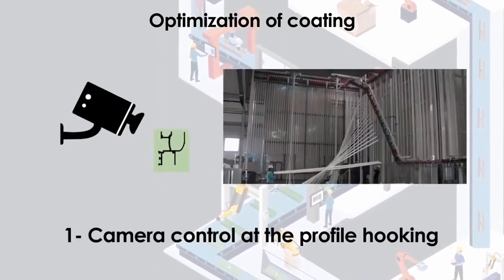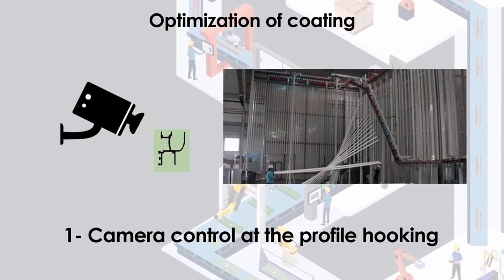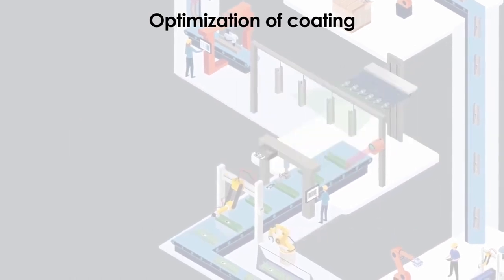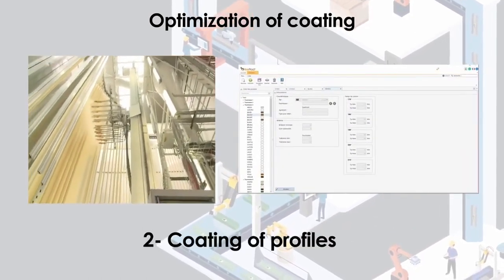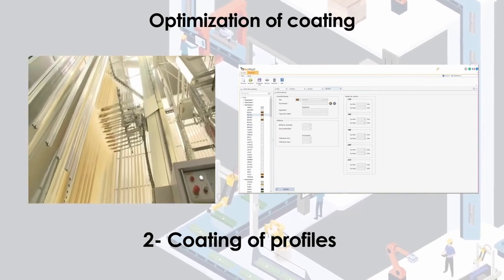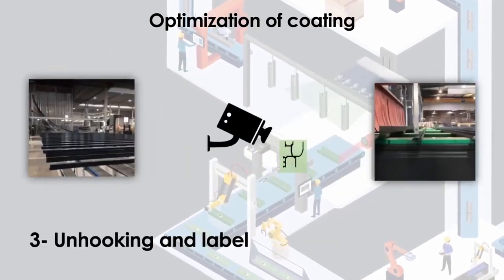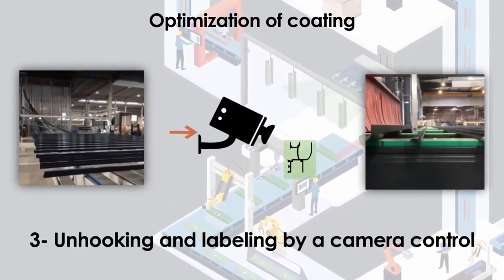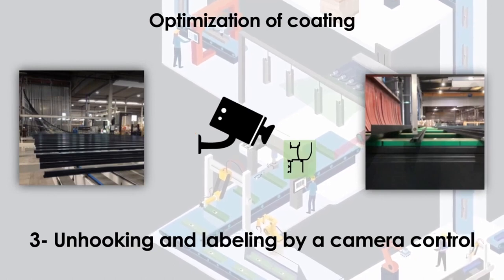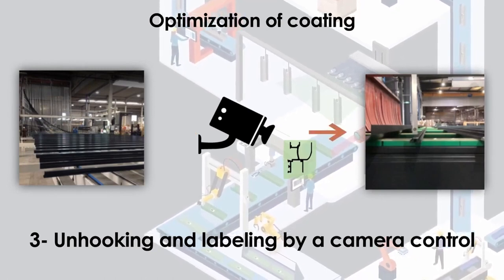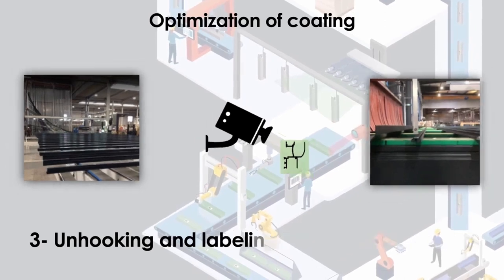First, an intelligent camera recognizes the shape of the profile on the production line when hooking to make a check. The profiles are then coated. KmExtrusion manages the powder recipes and the actual consumption. When the coated profiles are unhooked, an intelligent camera identifies the shape of the profile once again to send a printing order to a robot for automatic labeling.